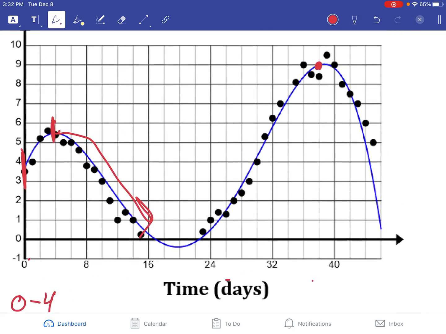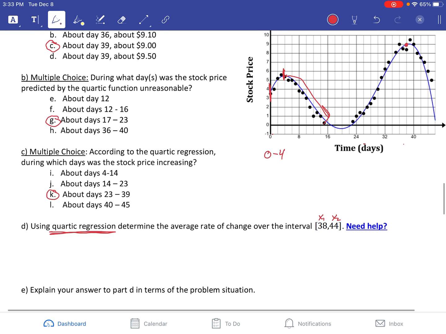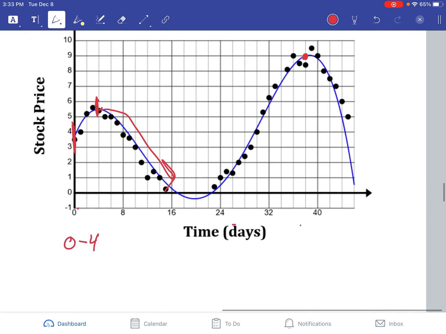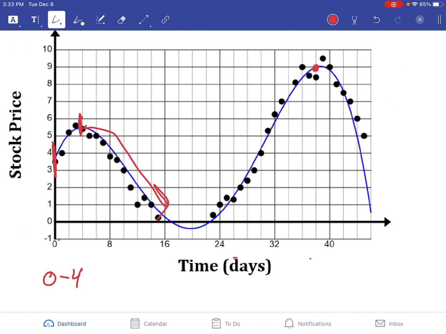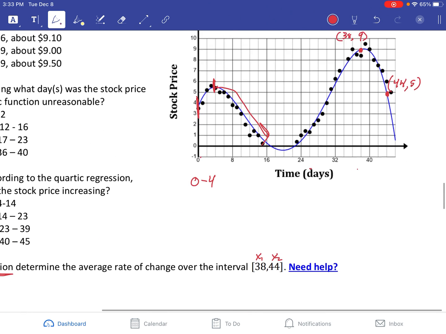Okay. And notice it says something in the problem here. It says using the quartic regression, which means we want to use the graph and not the dots. Okay, up to 44. So 44 is right there. So we're looking for y values. So we have 38. This y value is going to be 9. So we have 38, comma 9 for one point. And we have 44, comma, what is that going to be? 5 for the other point. So these are the 2 points you're going to use in your average rate of change problem.